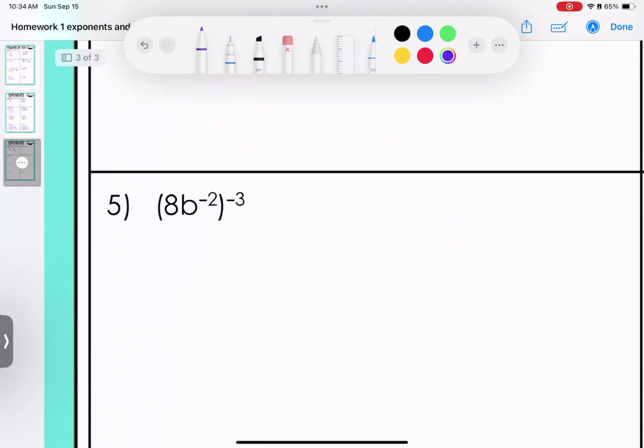Down here, raising it to a power. When we do that, we are going to multiply our exponents, but again, we have some negativity to take care of here. So 8 to the third power, 8 times 8 times 8 is 512. It's going to be negative. 2 times 3 is 6.